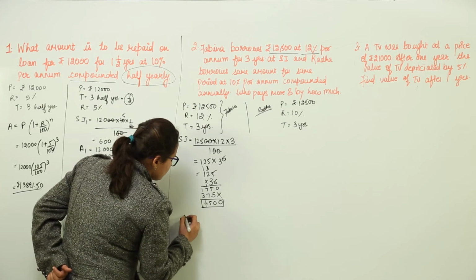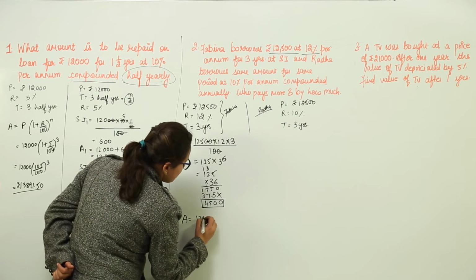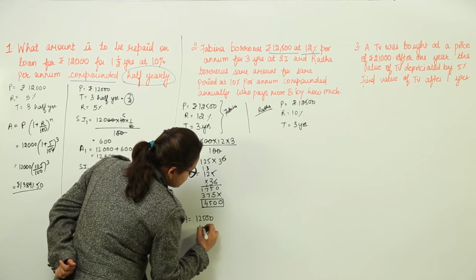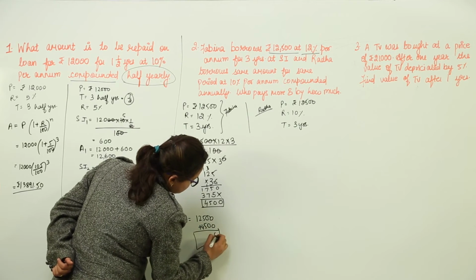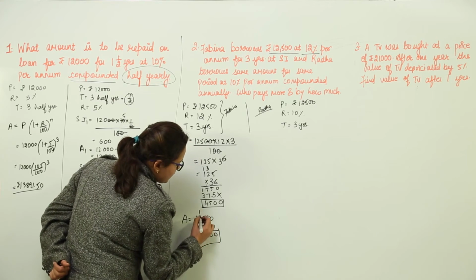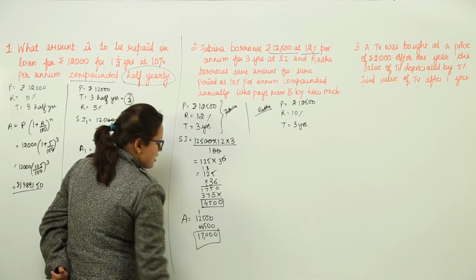What will be the amount for her? It would be 12,500 plus 4,500. That would give us the amount 17,000.